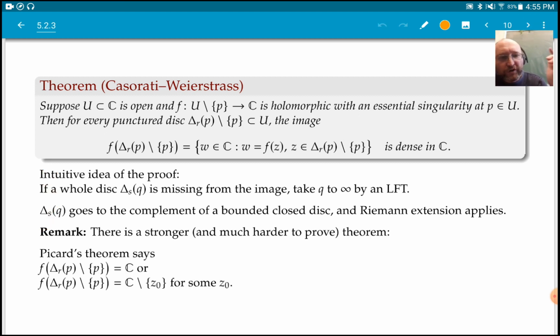But the more general version of this is Picard's theorem, and it basically still talks about this guy, but it says that you actually get either all of C or all of C minus some single point. So basically, it's like e to the 1 over z, right? There we're missing 0, but that's the worst that you can do. So you can either hit everything or hit everything except one point.